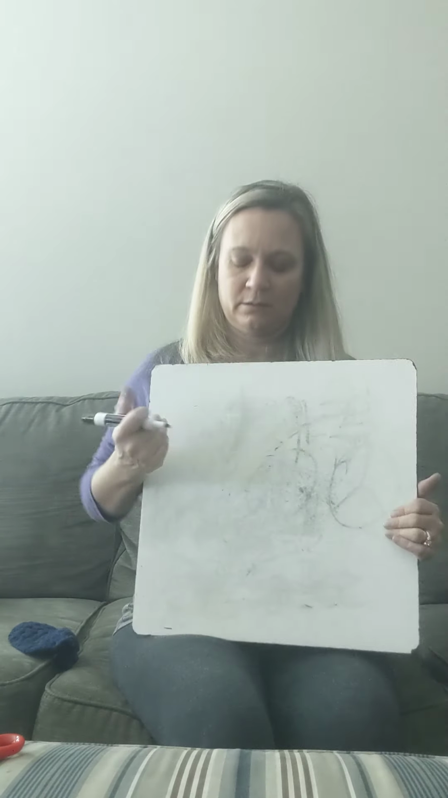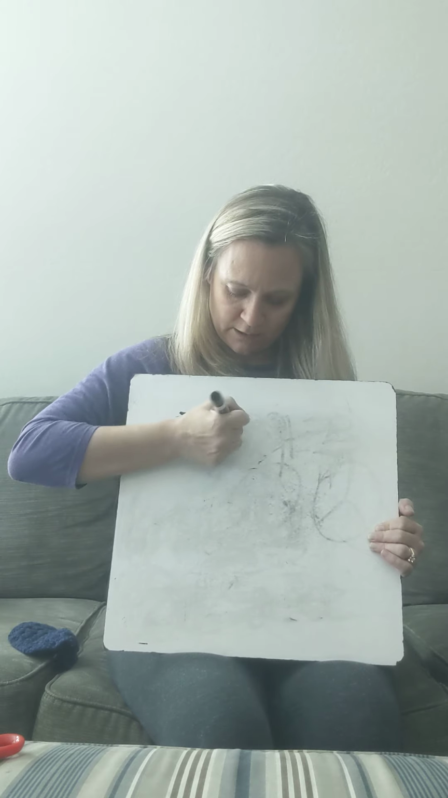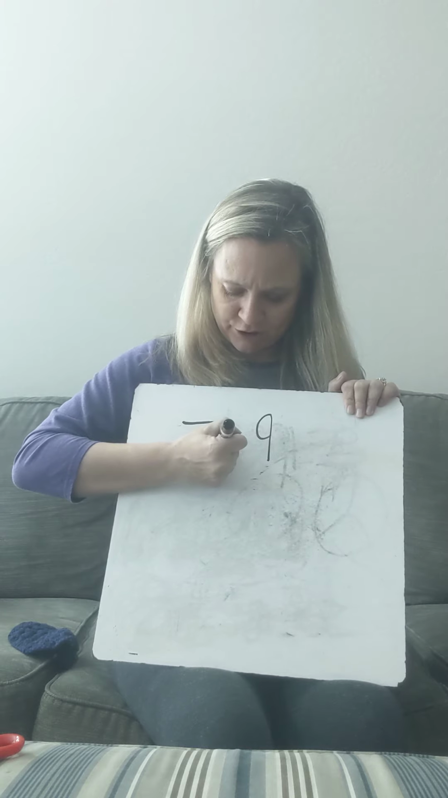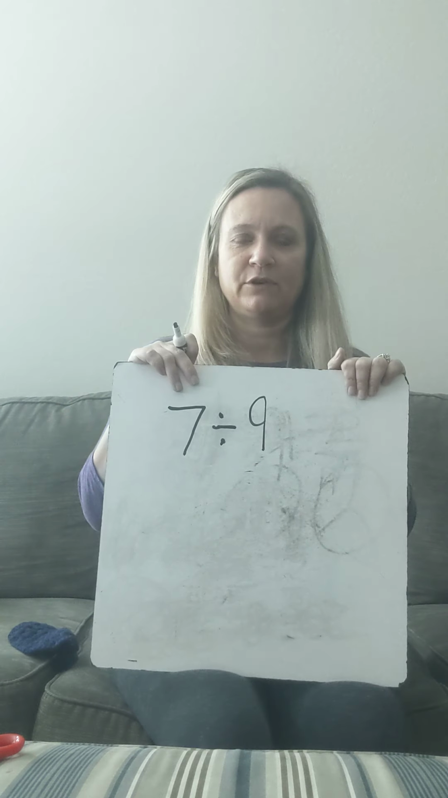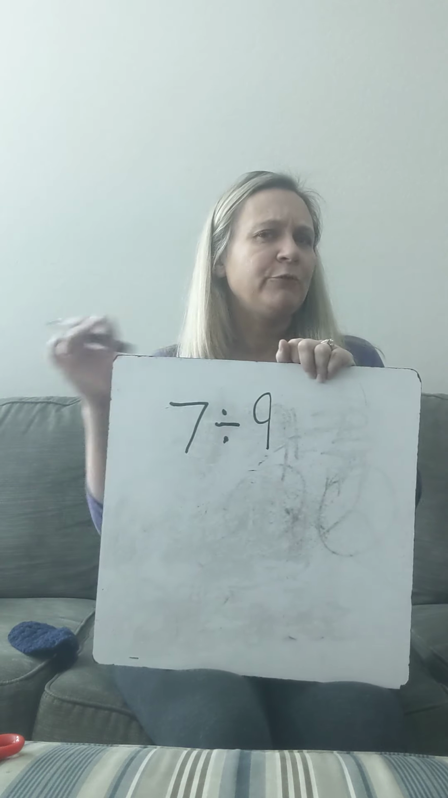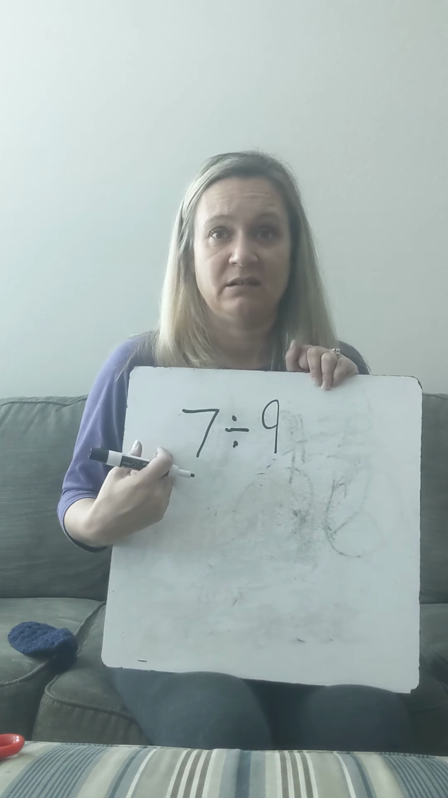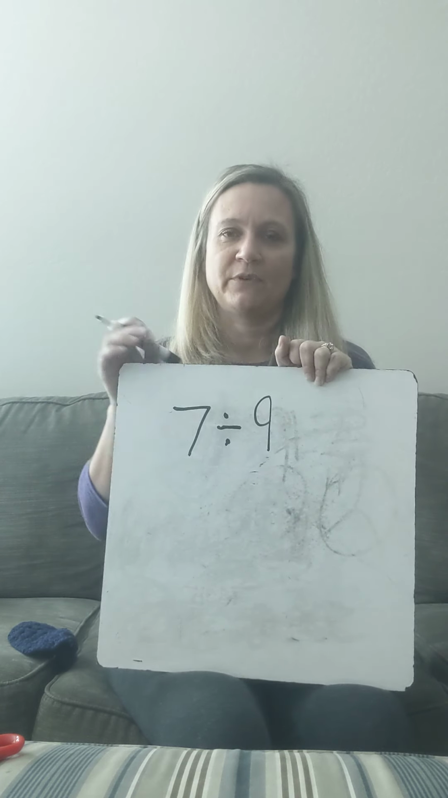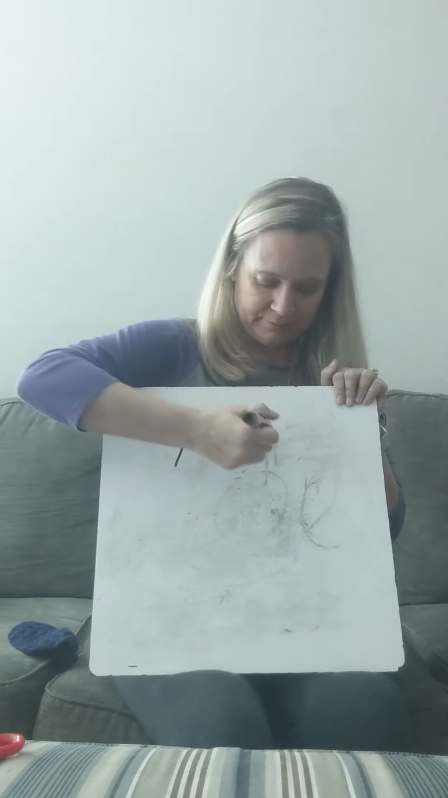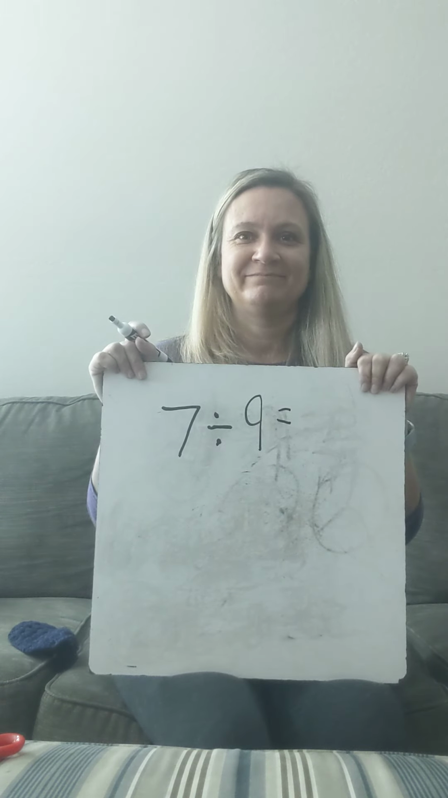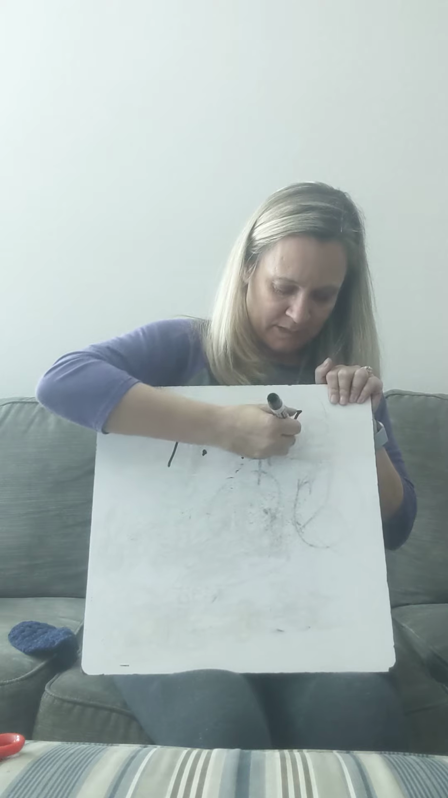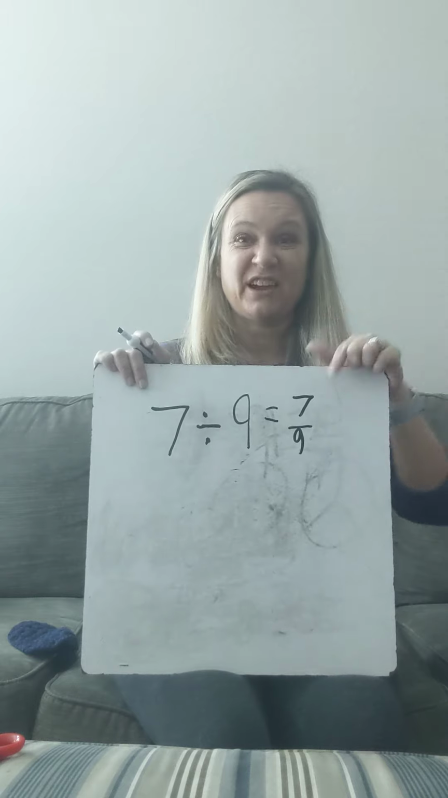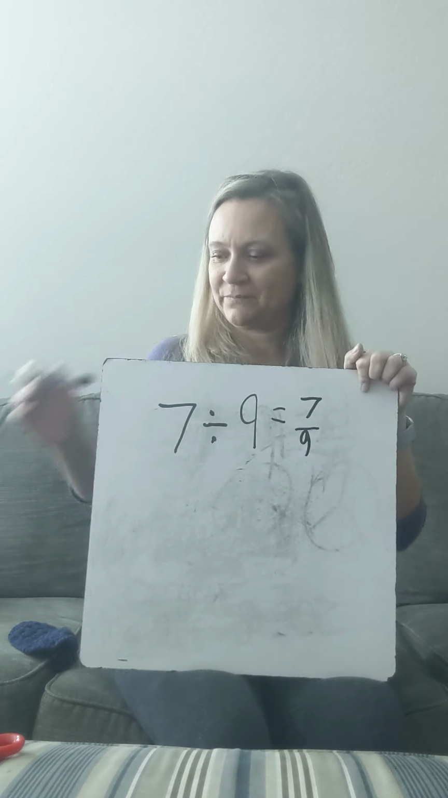I'd like you to try 7 divided by 9. Now, if it's hard for you to think about this, just using the numbers, think about cookies. 7 cookies shared by 9 friends. If we compare 7 to 9, 7 is less than 9. So that tells me that my answer is going to be a fraction, a proper fraction, not an improper fraction. Go ahead and write that fraction. I got 7/9. Hopefully you did too. There are no common factors, so that's our answer.